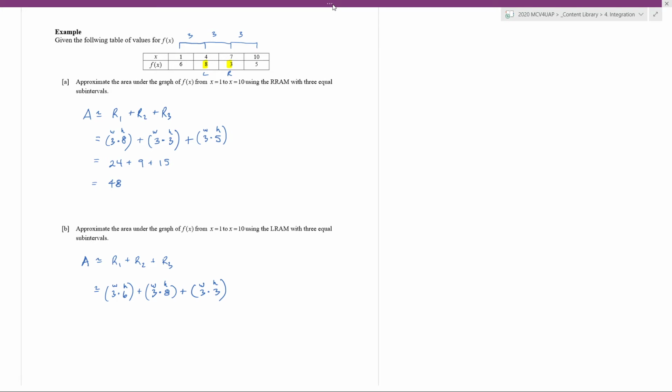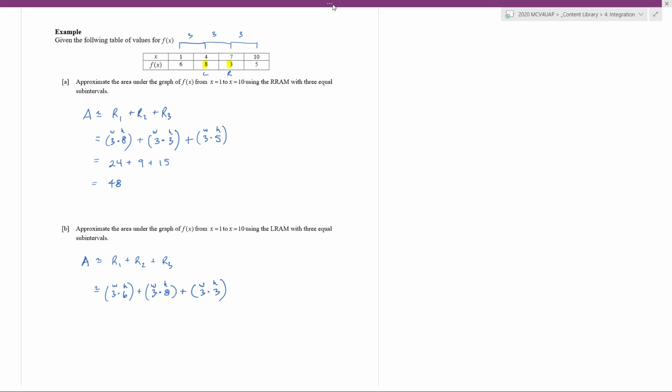Okay, now, any questions on that? So that's how you would do it using a table of values, if the function's given to you in a table of values form. Here's another example. Just given more data this time.